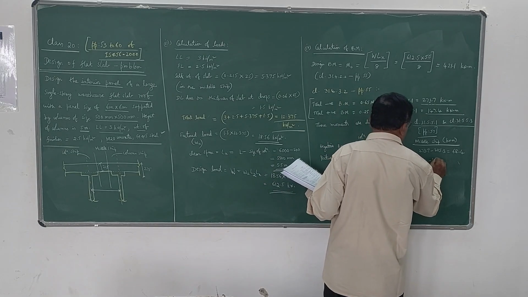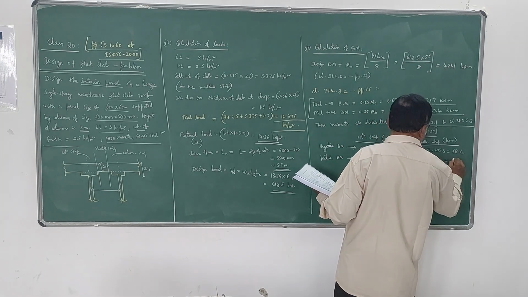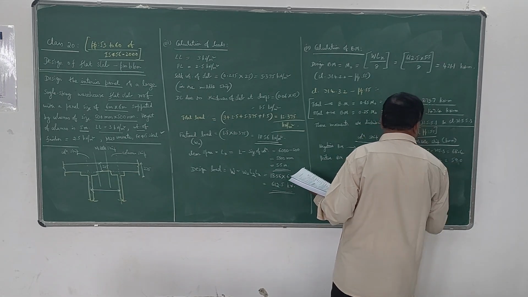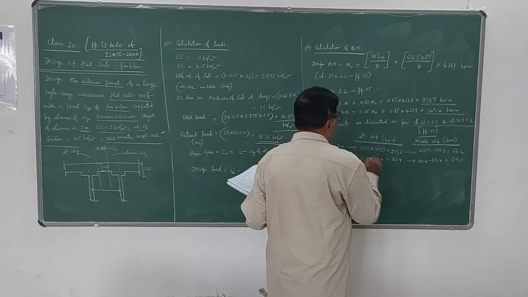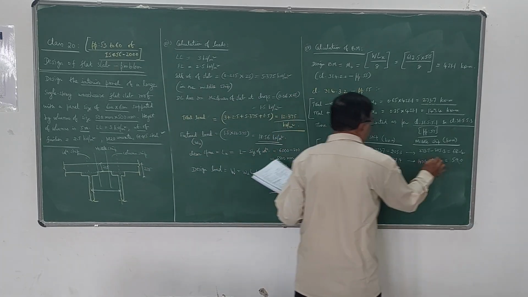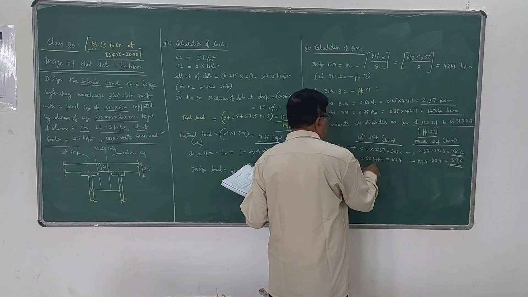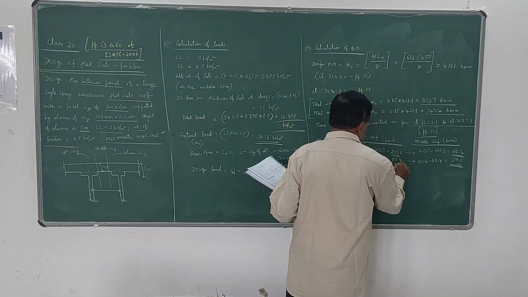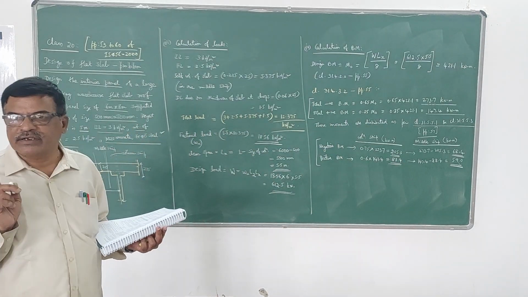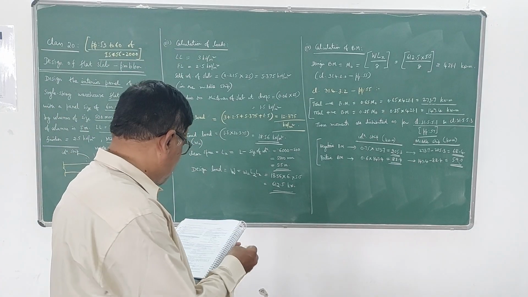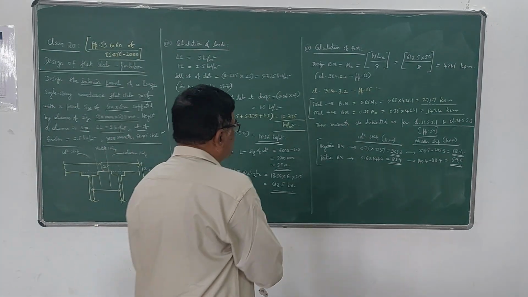Similarly, 147.4 minus 88.4 comes to 58.96, about 59. So these are the moments we have to take finally for the middle strip, and these are the moments for the column strips. For these moments we have to design the reinforcement. A 12 mm diameter bar we have assumed.